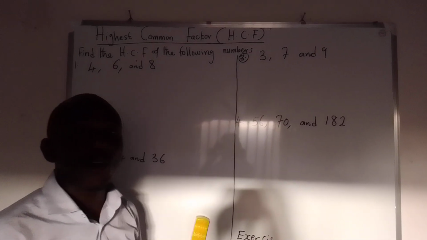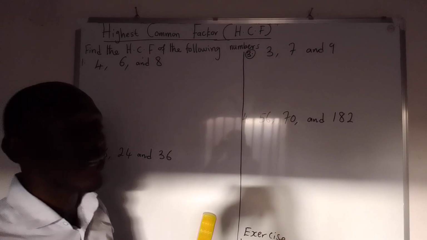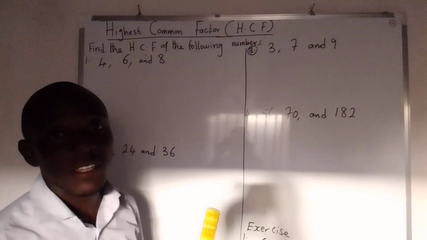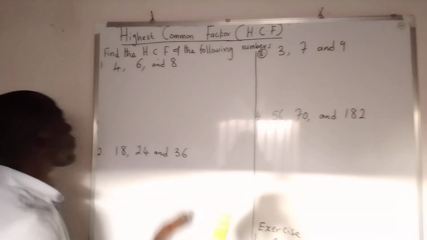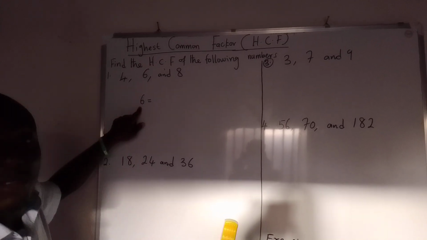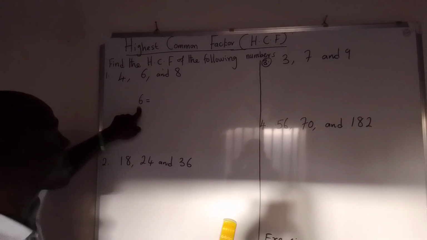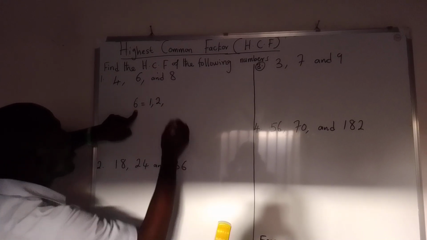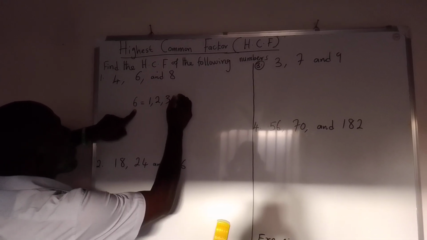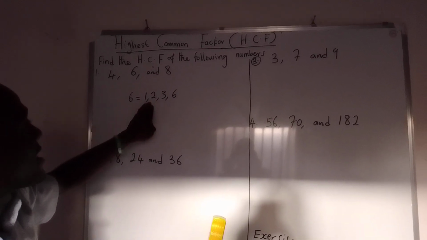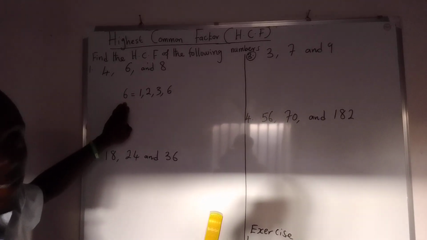Factors are numbers that can divide a particular number without a remainder. For example, if you're asked to list the factors of 6, the numbers that can divide 6 without a remainder, we have 1, 2, 3, and 6. These are the numbers that can divide 6, and they are called the factors of 6.